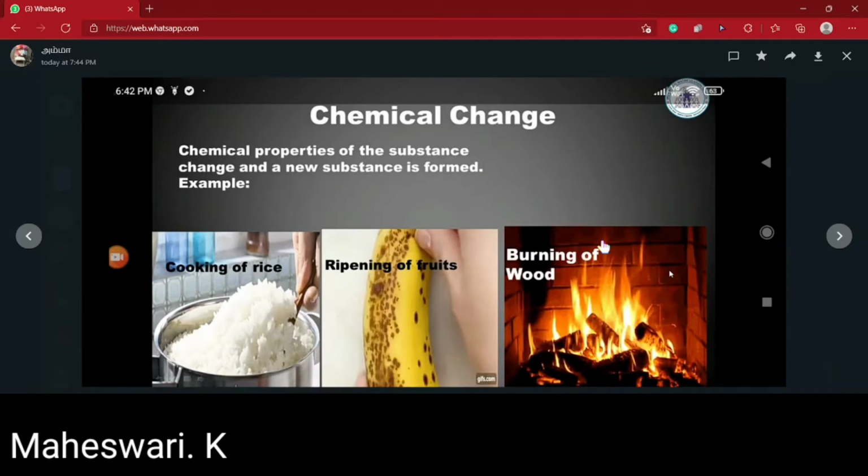Next, what is chemical change? The chemical properties of the substance change and a new substance is formed. That is a chemical change. Examples: cooking of rice, ripening of fruits, burning of wood. These are all examples of chemical change.